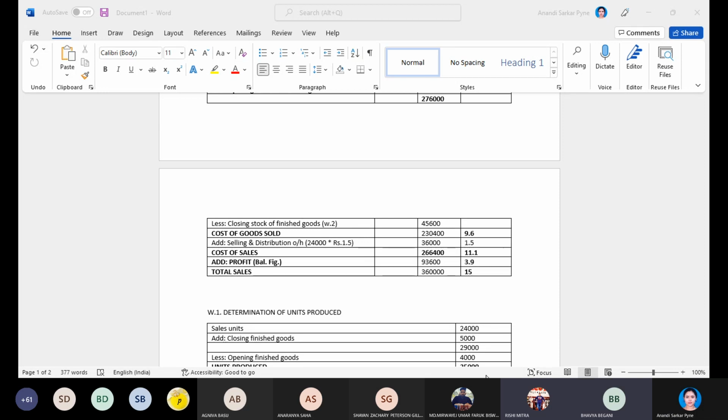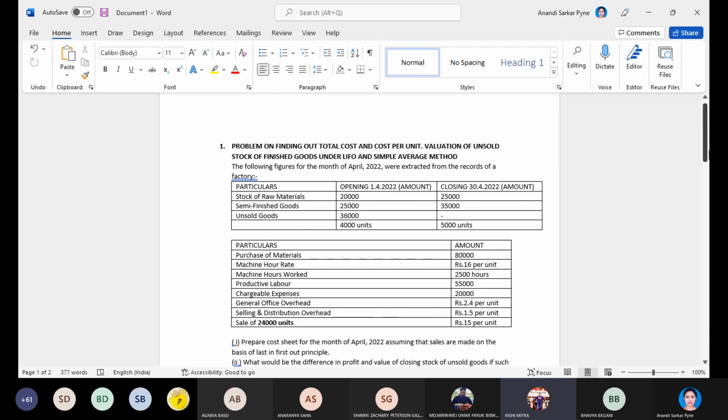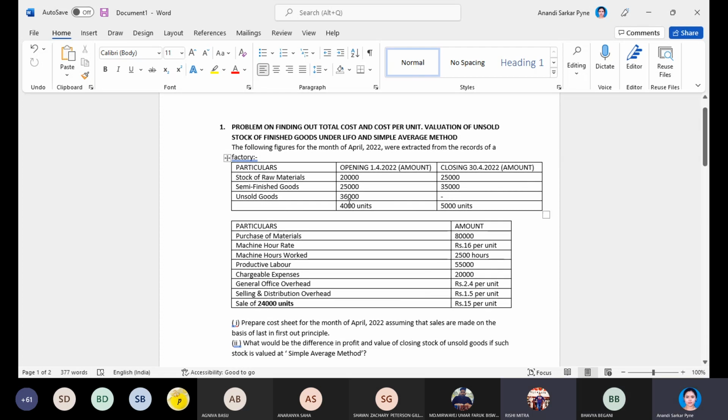If we are dividing 4,000 by 36,000, why will we divide 4,000 by 36,000? That's the unsold goods, right? The cost of unsold goods and the unsold goods amount have been given. Yes, 4,000 unsold goods amount is 36,000, and so it's coming to 9 rupees per unit.